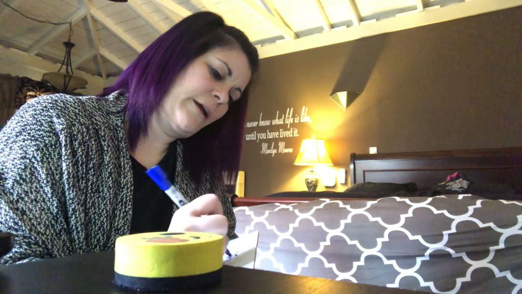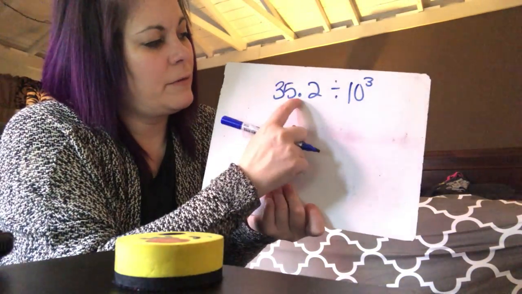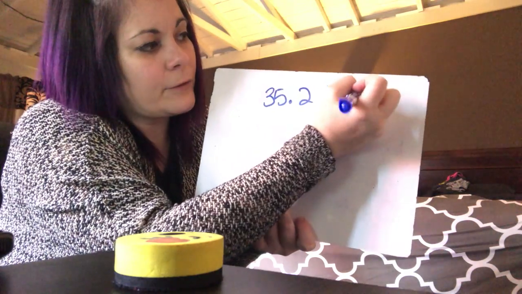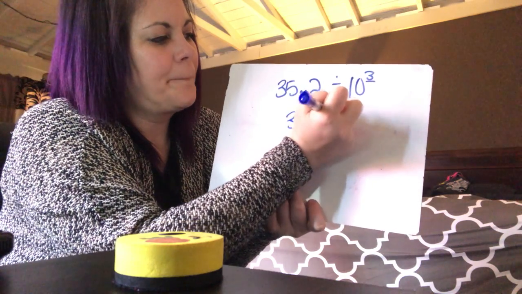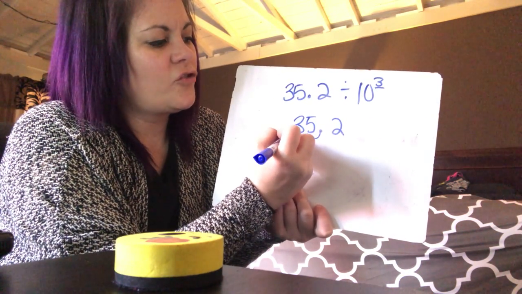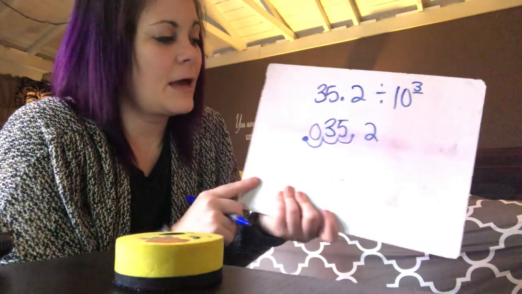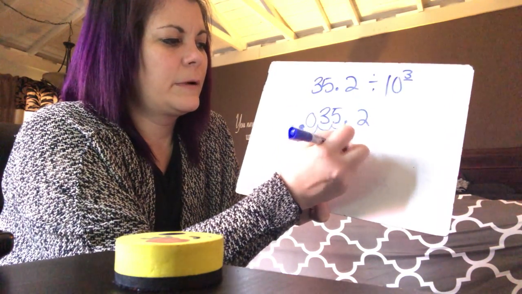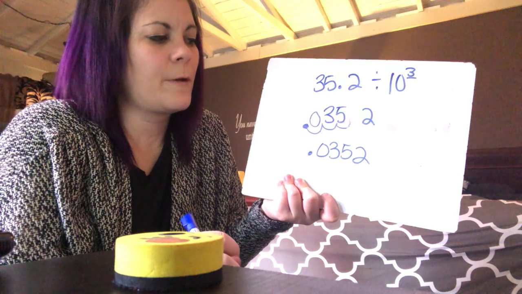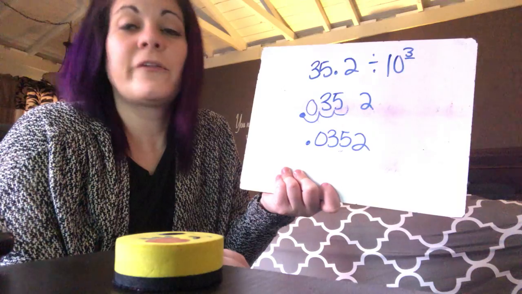Or if you want to do 35.2 divided by 10 to the third. So we're dividing, so we're going to move this decimal to the left, and we're going to move it 3 times, okay, because we're dividing. So 35.2, 1, 2, 3, put our decimal here now, fill it in with a 0 if we have empty spaces, because that's our placeholder, and then we rewrite the number because that decimal's not there anymore. 0.0352, okay? And that is 35.2 divided by 10 to the third.